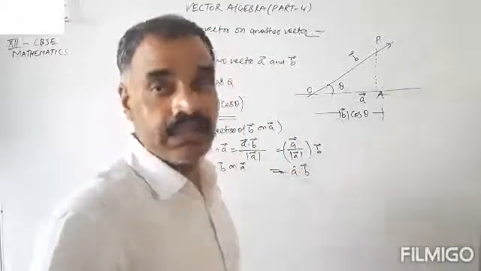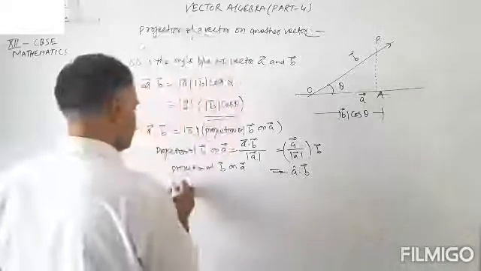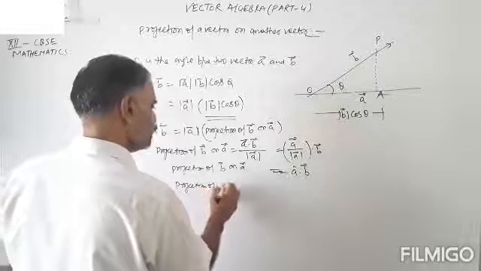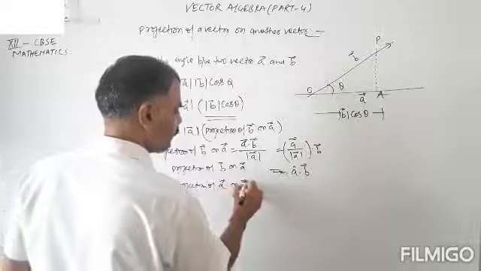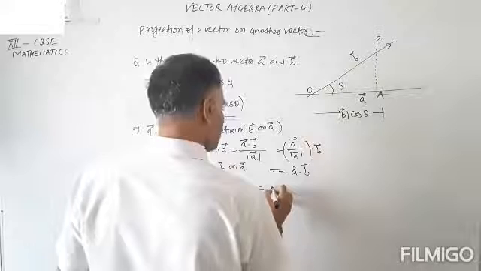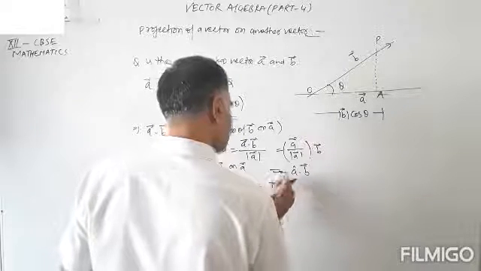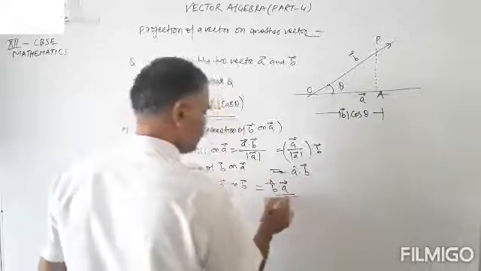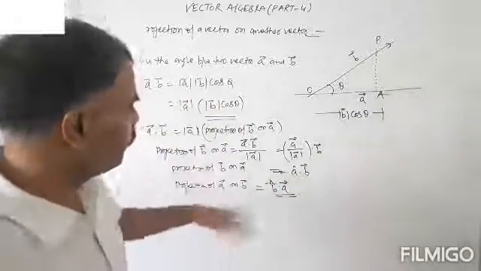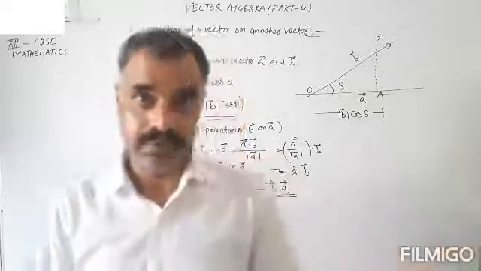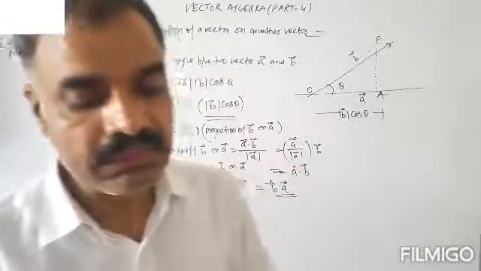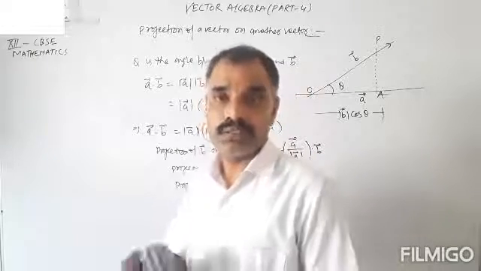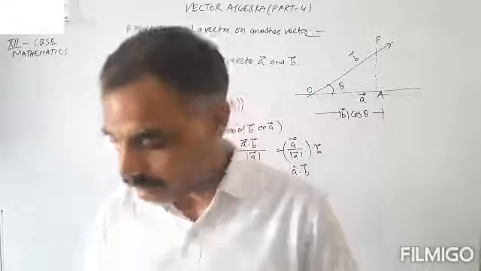Now if we take the reverse relation, meaning the projection of A vector on B vector, then it can be written as B cap dot A vector. This is the projection of A vector on B vector. So this was all about the projection.